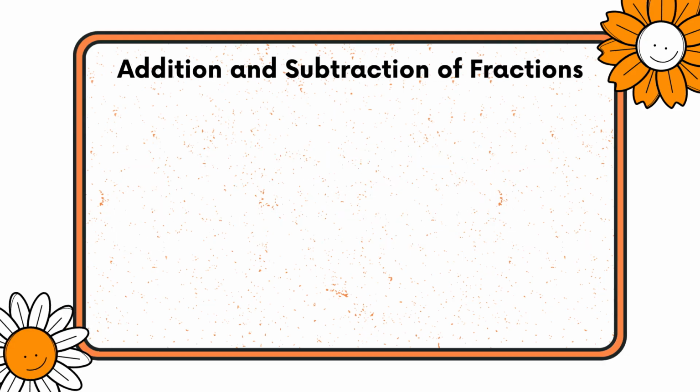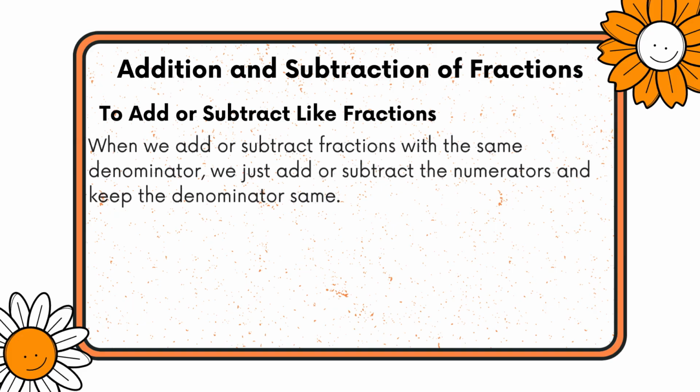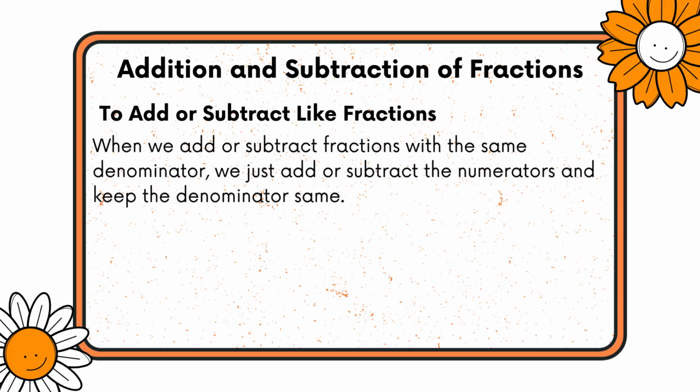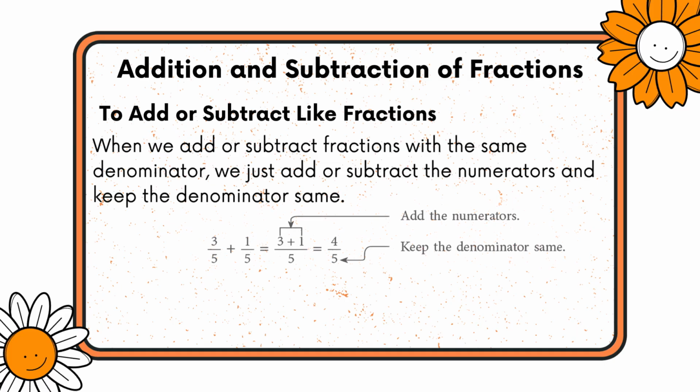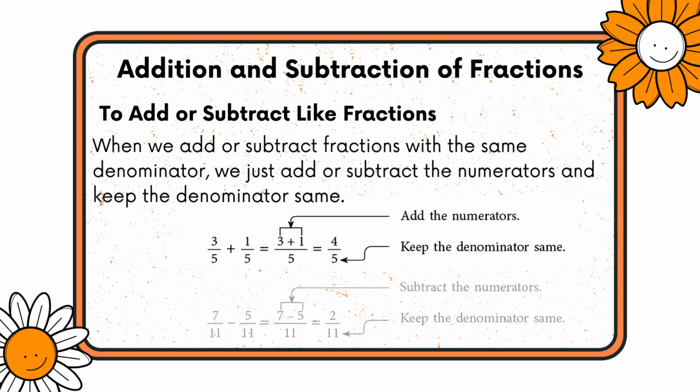Firstly, we will discuss how to add or subtract like fractions, that is, fractions with the same denominator. When we add or subtract fractions with the same denominator, we just add or subtract the numerators and keep the denominator the same. For example, let's add 3 by 5 and 1 by 5. Here, 3 plus 1 is equal to 4. Denominator will remain 5 and the answer will be 4 by 5. Similarly, subtracting 5 by 11 from 7 by 11, we will get 2 by 11.